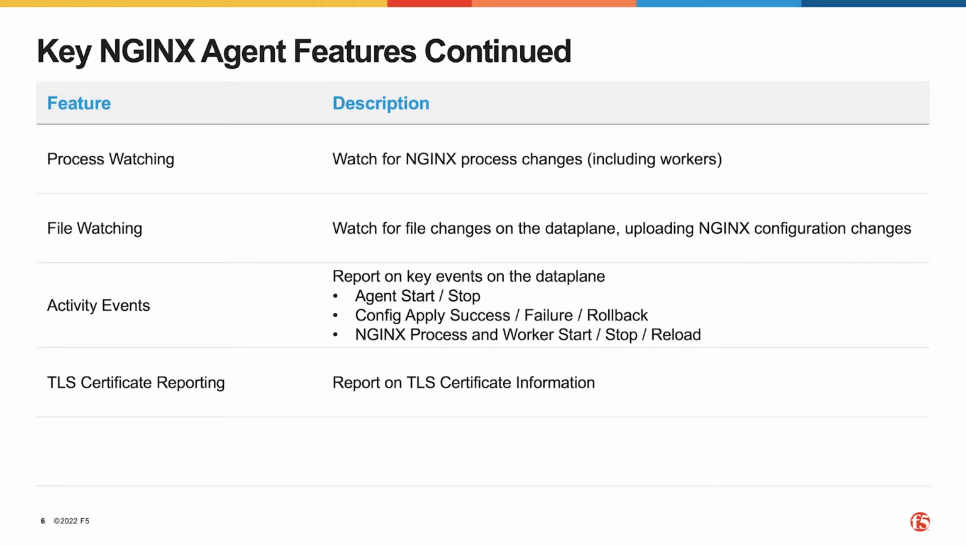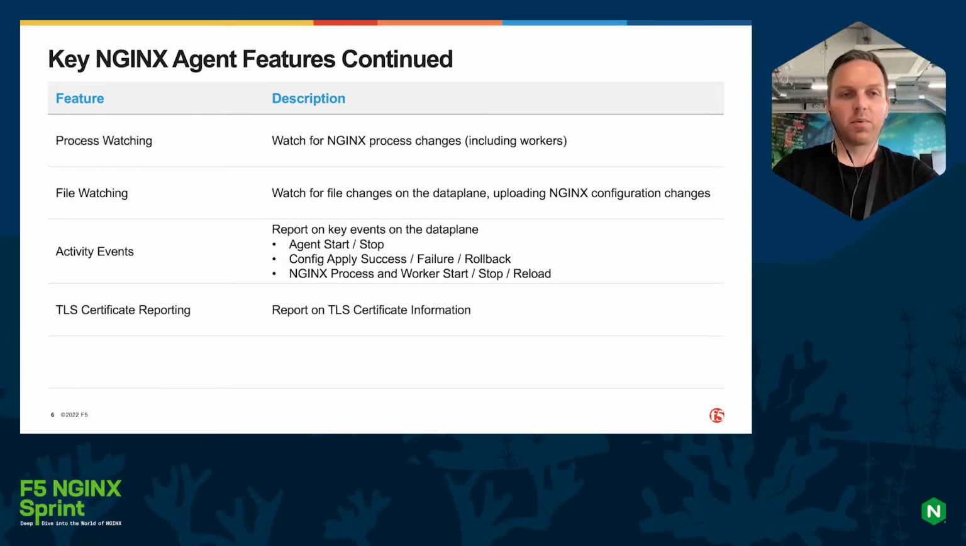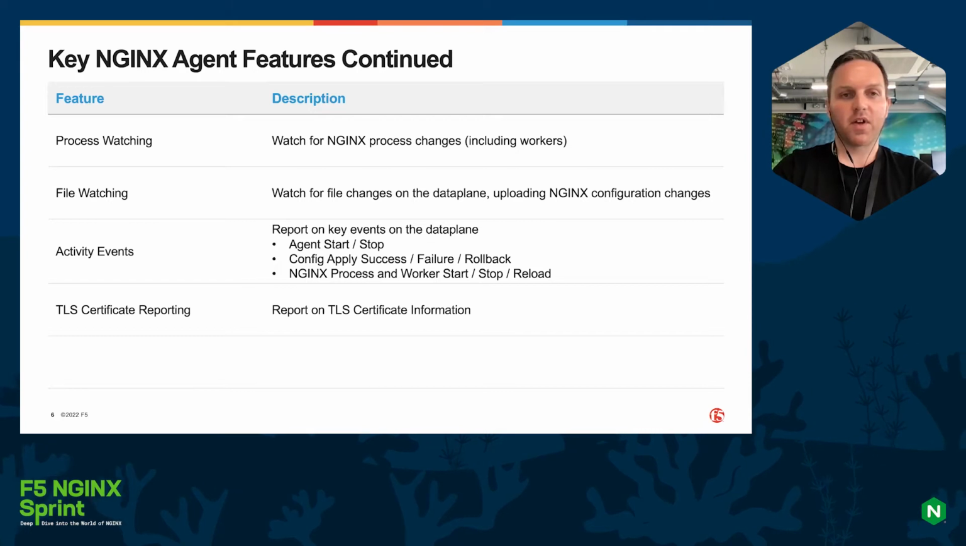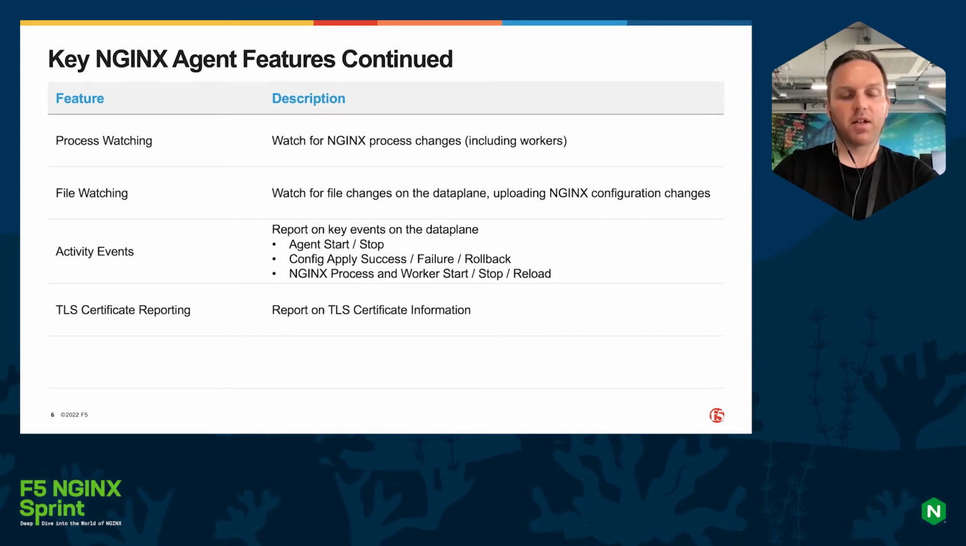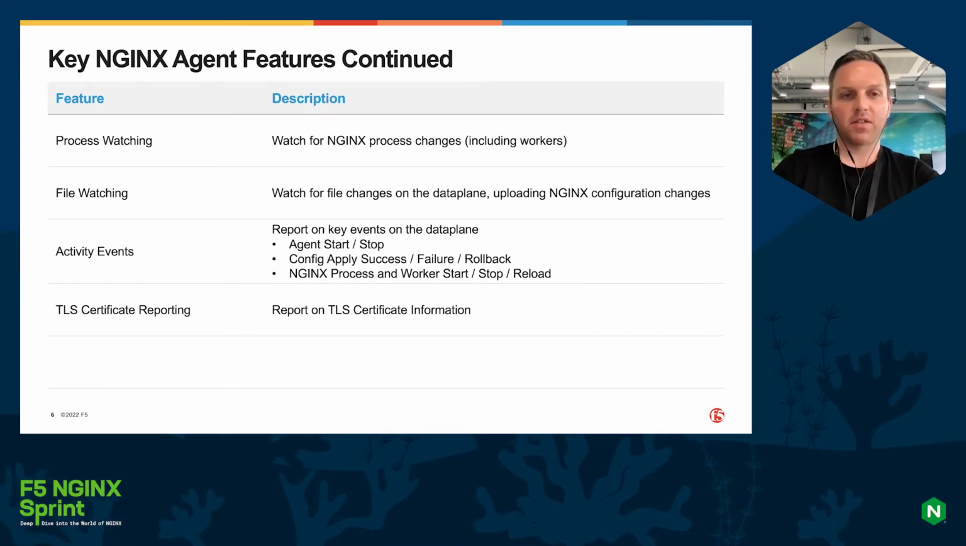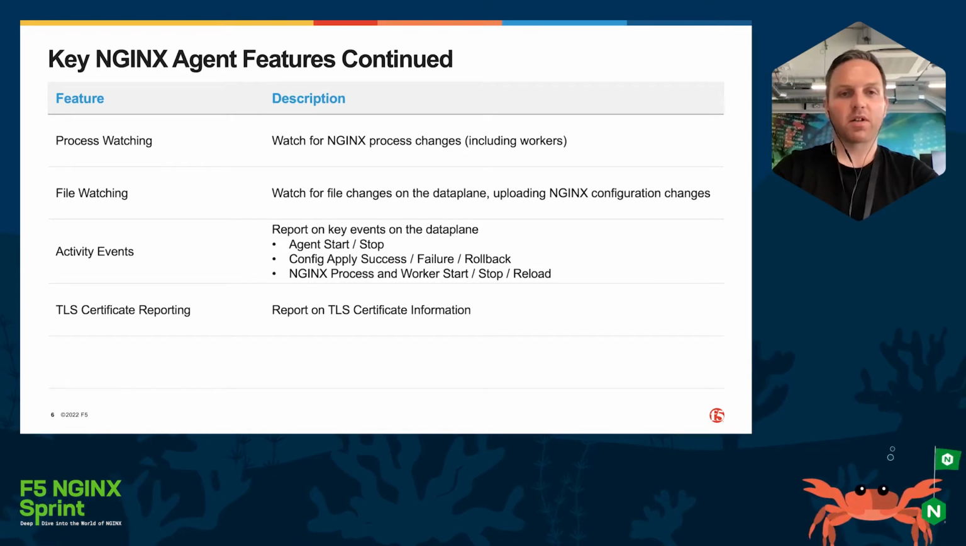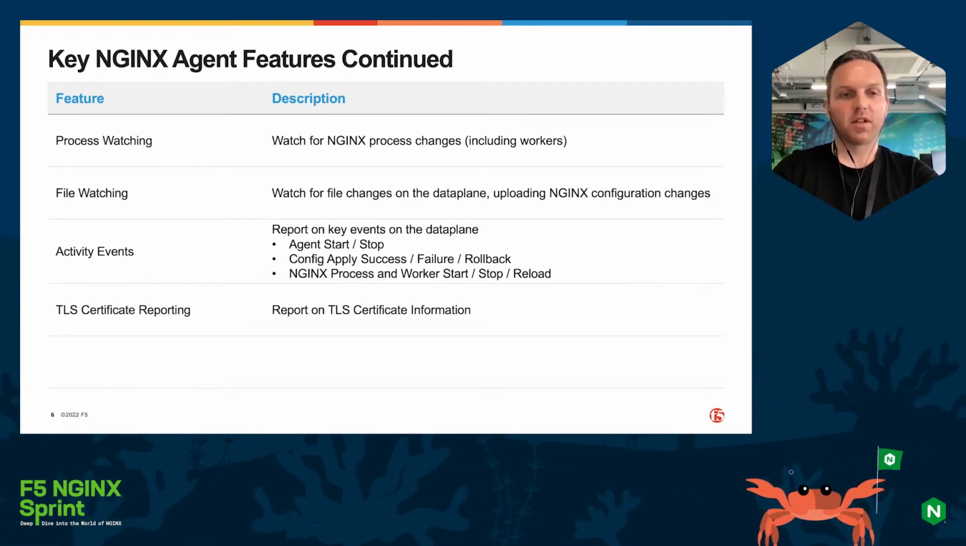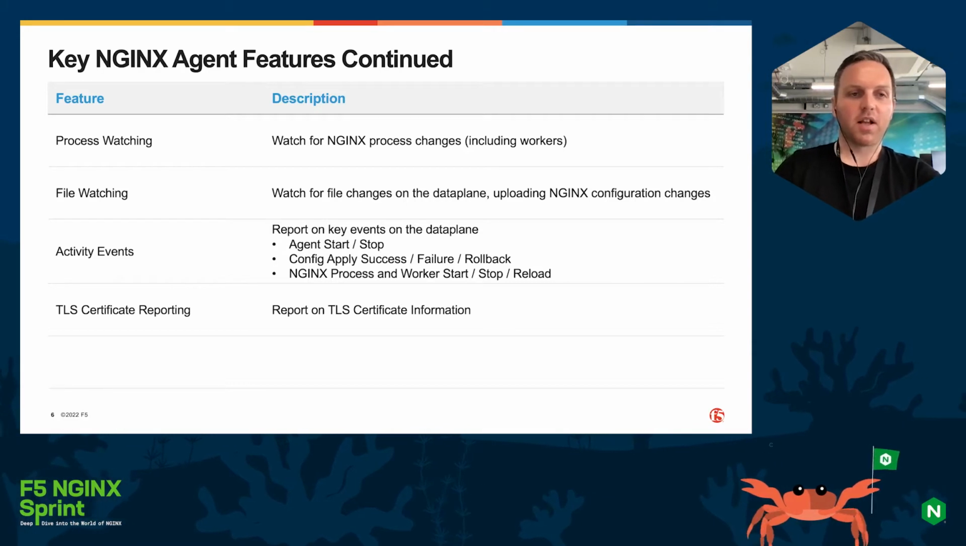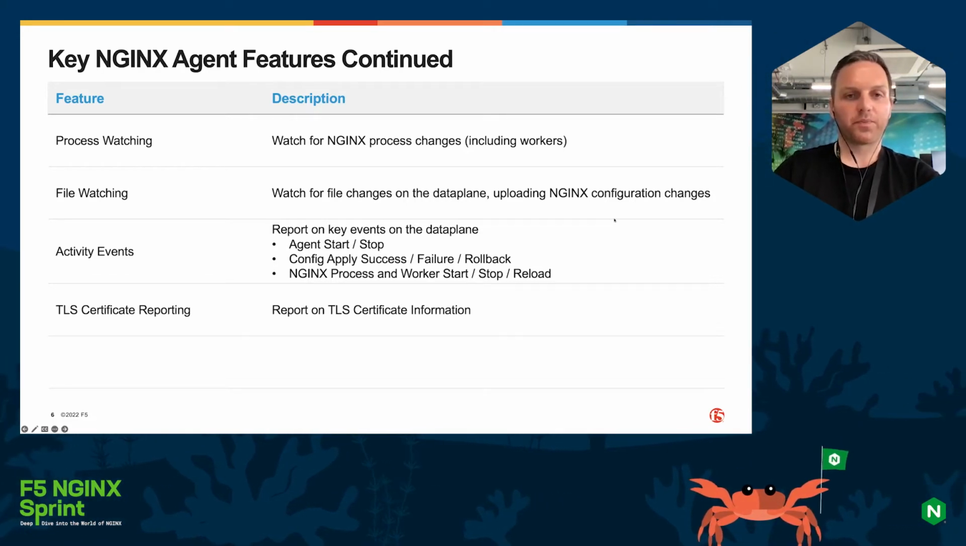It watches the file system through an allowed list of directories it can watch, particularly to monitor NGINX configuration changes locally on the data plane. It reports on key activity events on the data plane, like agent start and stop events, config apply success, failure, and rollback events, NGINX process and worker start, stop, and reload events. And it also reports on TLS certificate information.